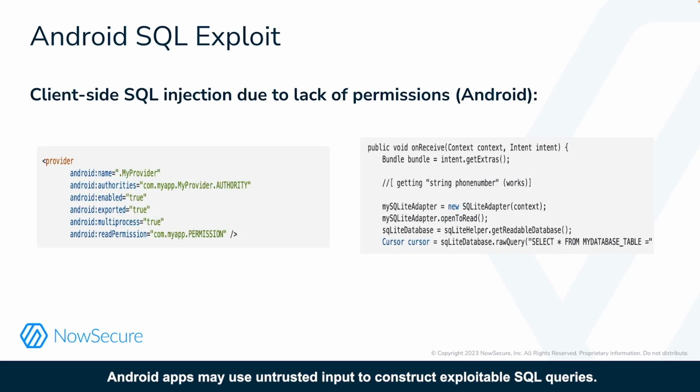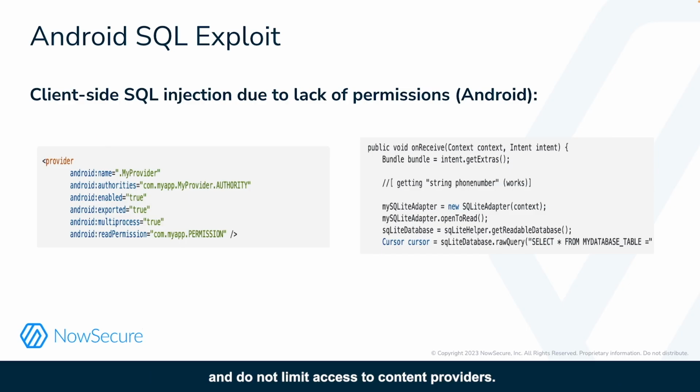Android apps may use untrusted input to construct exploitable SQL queries. This means any app that simply requires this permission in its Android manifest will be able to target the content provider and potentially retrieve data. The images here highlight that lack of permissions on this Android app open the door for client-side SQL injection. This is found most commonly when apps do not sanitize input for any SQL statements and do not limit access to content providers.